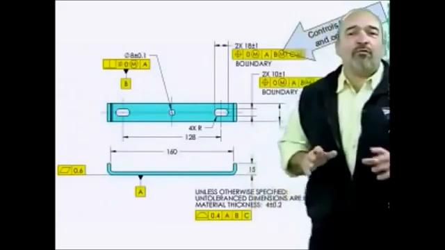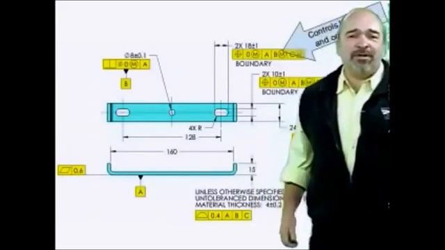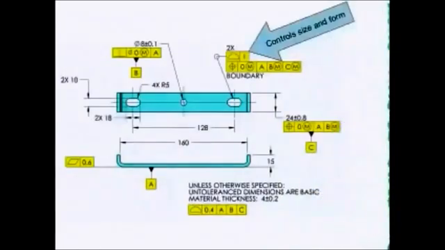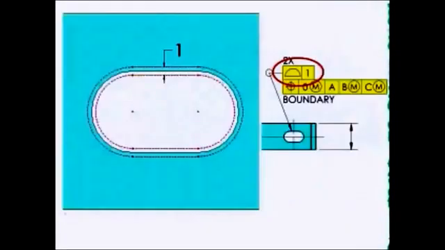The other method will work for any internal or external shape, including slots. A profile tolerance controls the size and form of the slot all around. One position tolerance controls the location and orientation of the slots to the datum reference frame.